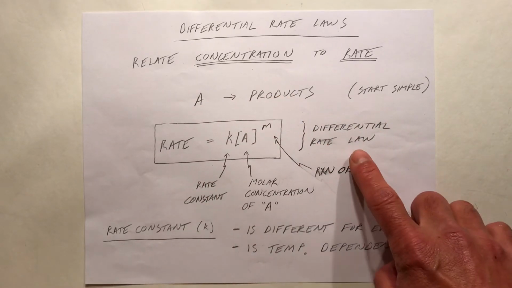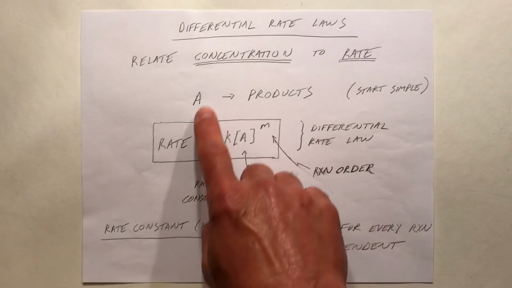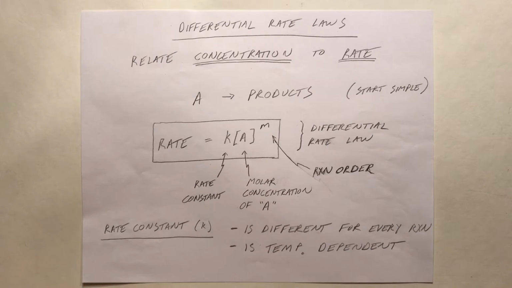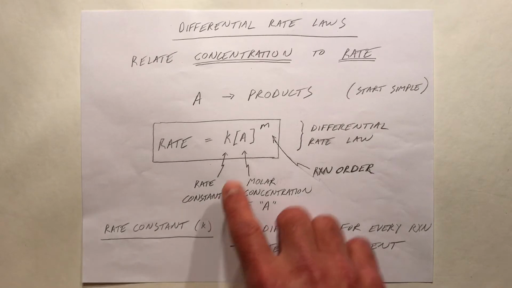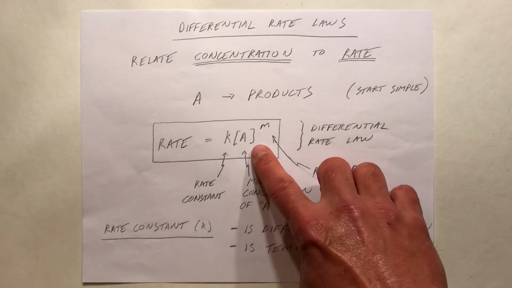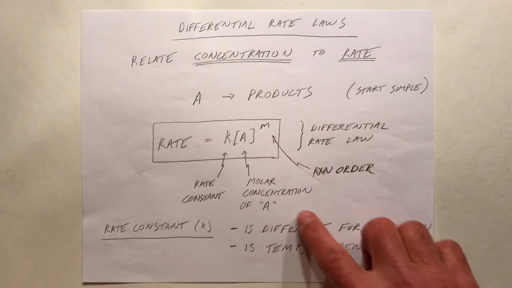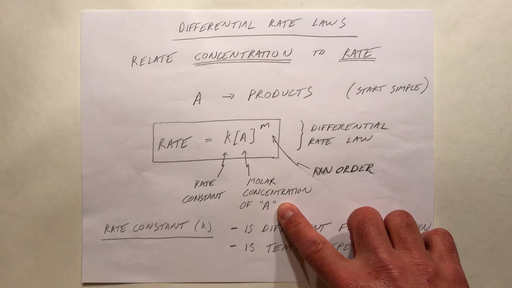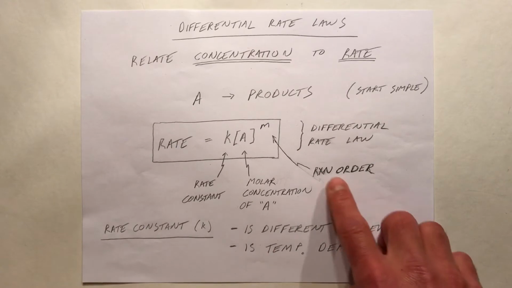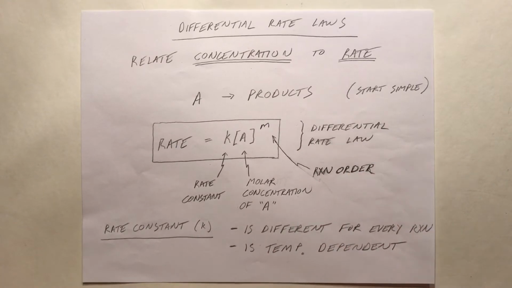We could say that the differential rate law for a reaction that looks like that would be that the rate, or speed of the reaction, is equal to the rate constant, symbolized by the lowercase k, multiplied by an amount of chemical A, and we're going to keep track of chemical A using molar concentration, raised to the m power, where m is known as the reaction order.